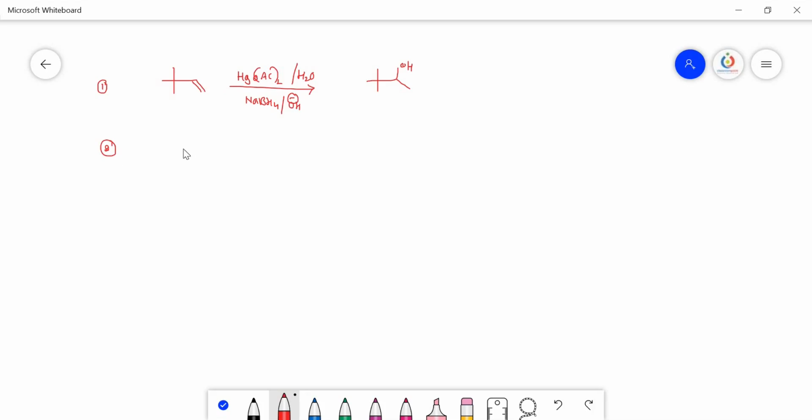And second one is aqueous KOH, so replacement of this halogen. So it's a nucleophilic substitution reaction. We get this molecule.